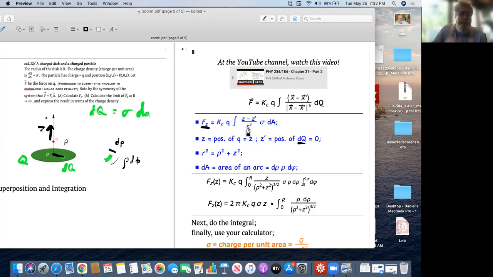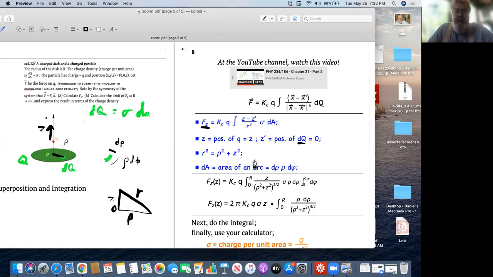Now what about r? Well, this is z. This is the center of the disk. This is rho, the distance out to this part of the charge. And this is r. You can see from the Pythagorean theorem, r squared is rho squared plus z squared. And I also have dA. What's dA? Well, I figured that out over here. It's d rho times rho d phi.